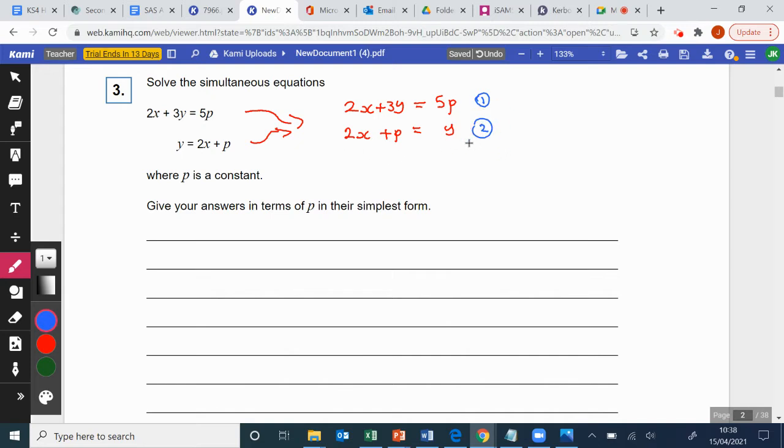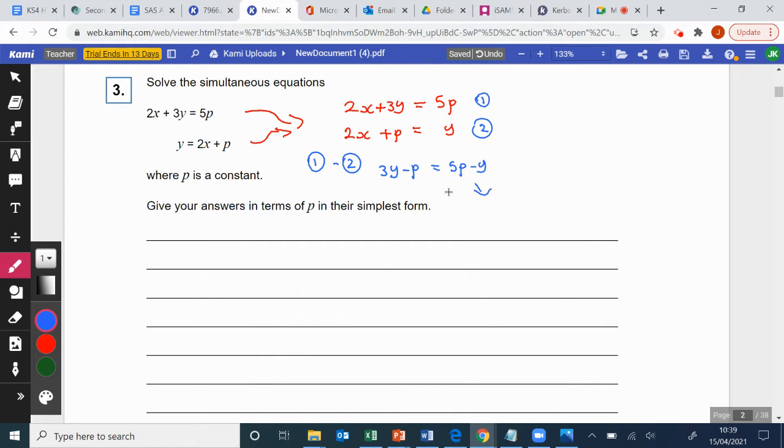And I'm actually going to subtract. So I'm going to do equation 1 take away equation 2. Okay, so 2x take away 2x is nothing. Then I'm left with 3y take away p on the left-hand side. On the right-hand side, I've got 5p take away y. Now I've got no x's, which is great.